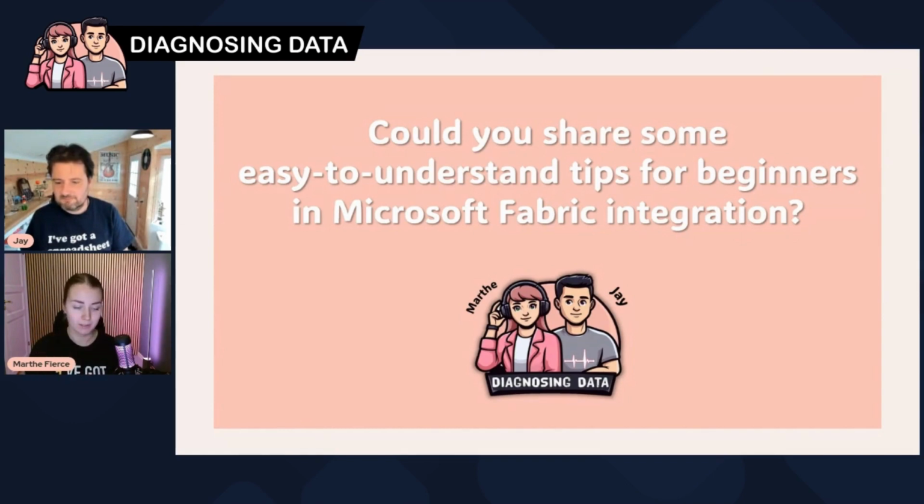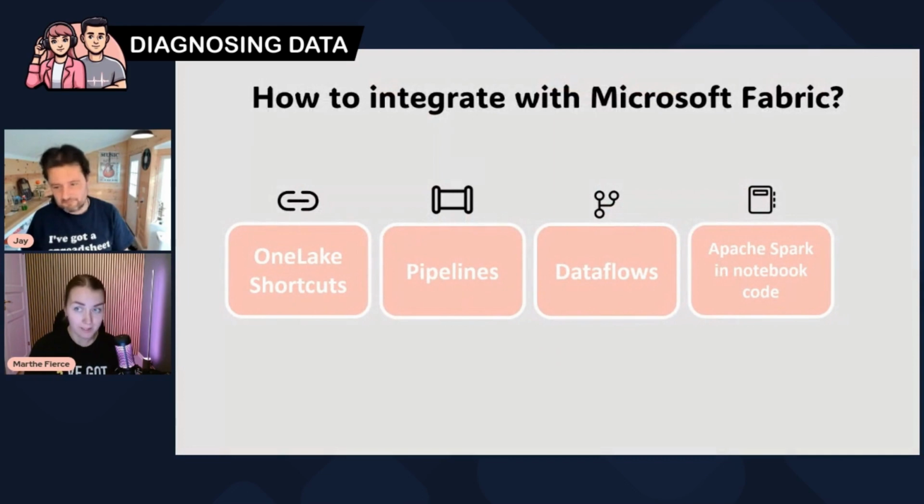So many ways to answer it, but if you think of how you integrate with Fabric, it is: how do I make sure that my data is coming into Fabric and that I can start using Fabric, because obviously you need data inside of Fabric to use it. So this is the scope of this answer today. And there are 4 ways to do that. You have OneLake shortcuts that you can set up. You have pipelines, you have data flows, and you have Apache Spark notebook code that you can use.